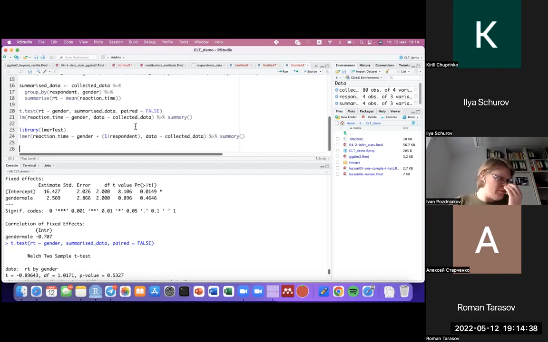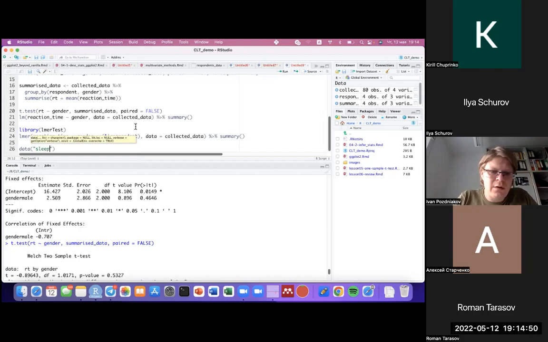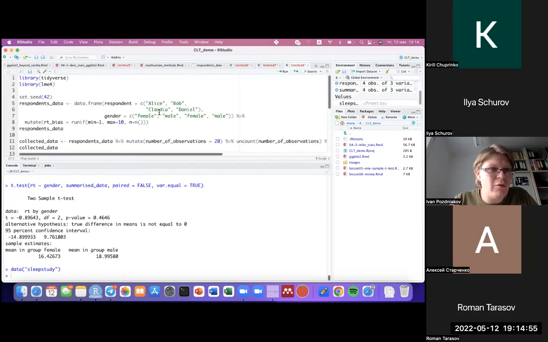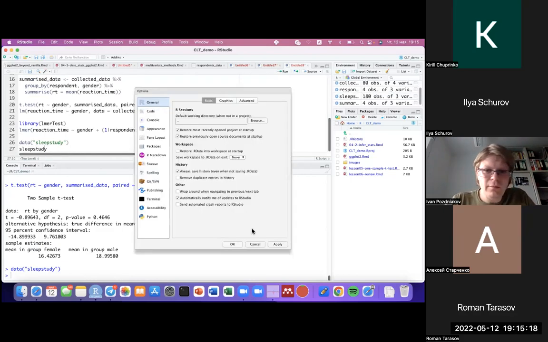Okay, if there are no questions, let's just take another data set. This one will be from the lme4 package. So if you load lme4, you can run this command, and this package will be attached. Let's see what we have here. Sleep study.